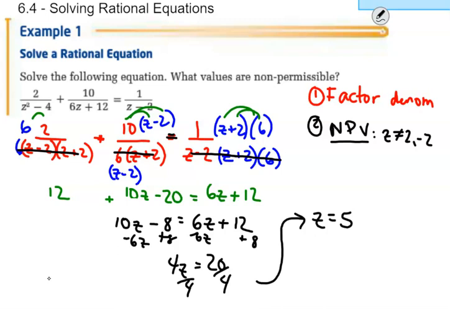Now what does that mean? That means that our z-intercept, so in most questions it'll be our x-intercept, in this case, our z-intercept is 5. Notice how it's also not one of your non-permissible values. That's a good thing. But we need to finally check our answer by plugging it back in. Okay, let's try another problem.